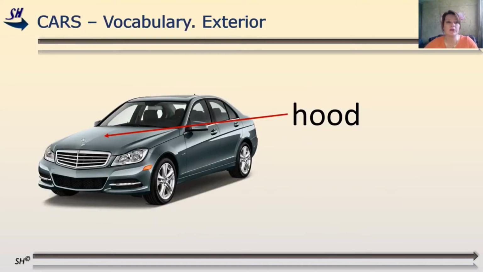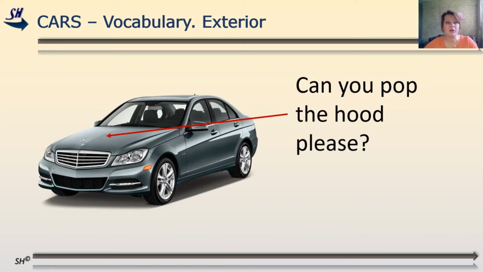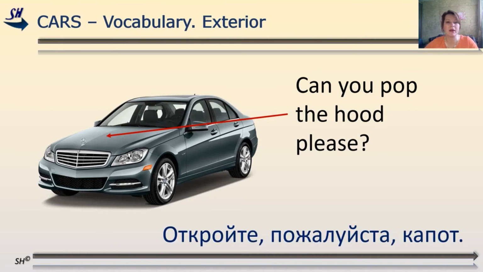Now, looking at this front thing, it is called the hood. Hood. Like Robin Hood, by the way. But a hood is a piece of clothing, and it's also a part of a car. Hood. You can see it. And very often you use the word pop with the word hood. Can you pop the hood, please?